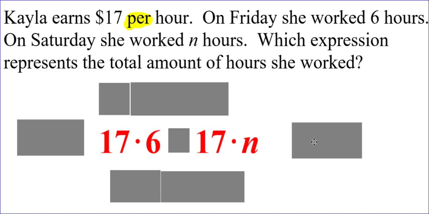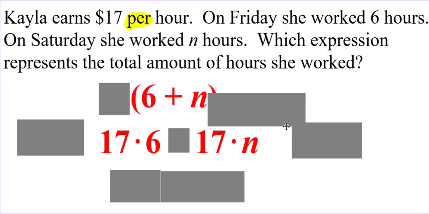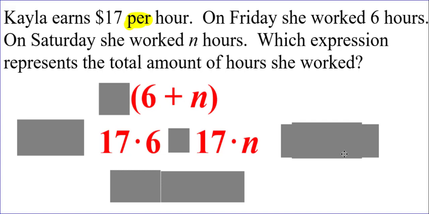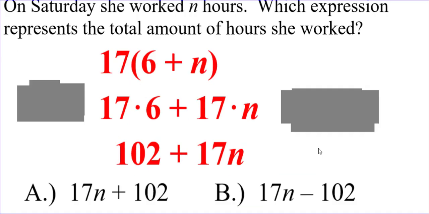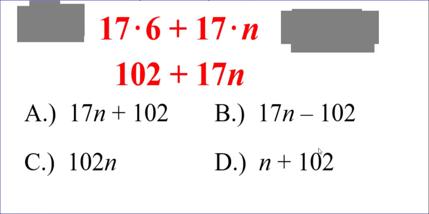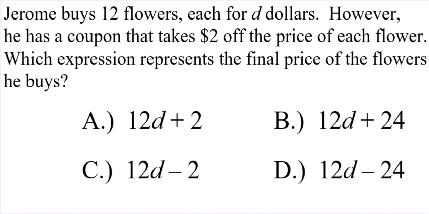But just like on the last problem, we could add the hours from Saturday and Friday together first, and then multiply that by 17. Once again, this is the idea of the distributive property with a multiplier on the outside and an addition on the inside. 17 times 6 is 102. 17 times N is 17N. Now, the order here is different, but we know from the commutative property that we could switch the order of the addition, and choice A is the same choice as what we got. Here's a slightly different example.